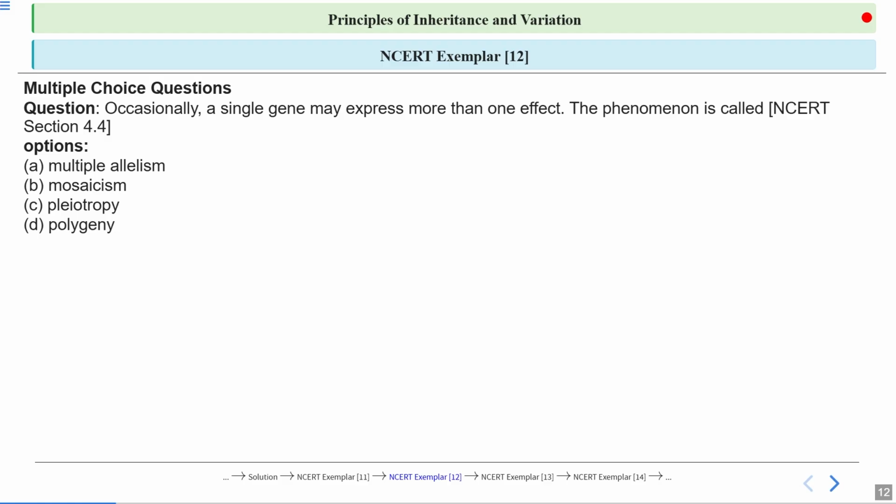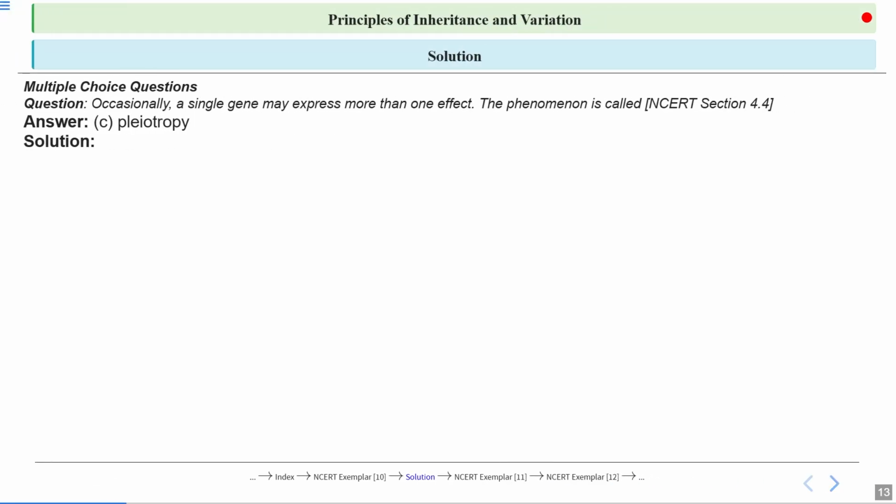The next question: occasionally a single gene may express more than one effect. You have to name this phenomenon. What is this phenomenon called when a single gene exhibits more than one effect? Options are multiple allelism, mosaicism, pleiotropy or polygeny. What will be the correct answer here? Let's have a look at the answer. The answer is option C, pleiotropy.